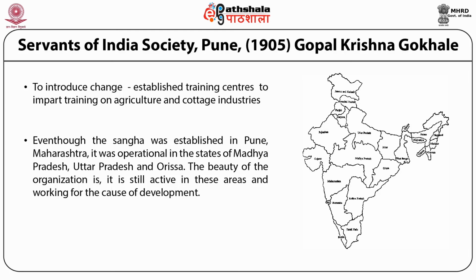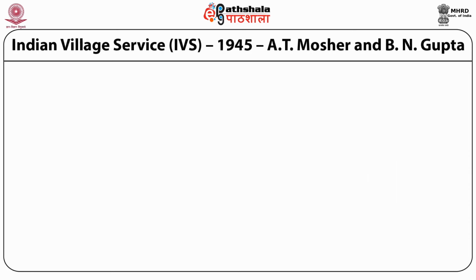The beauty of the organization is that it is still active in these areas and working for the cause of development. Apart from these, the developmental initiatives of the Sangha published books on basic education, labor problems, indebtedness, etc. The program, known as Indian Village Service, was launched by Arthur T. Mosher and B. N. Gupta in the year 1945. Both development workers launched the initiative with the objective of assisting village people to realize the best in their own village by developing individuals, volunteers, and local agencies, and enabling them in helping themselves and others.